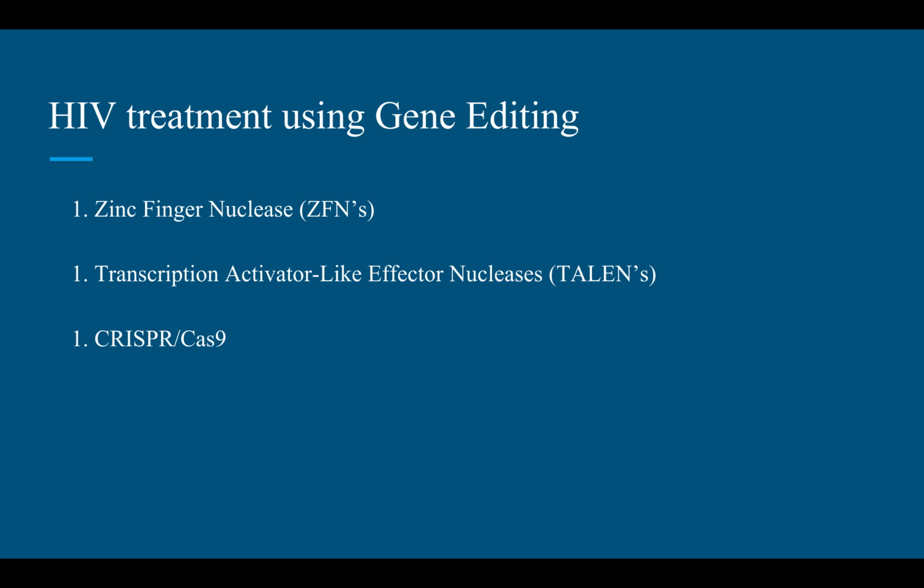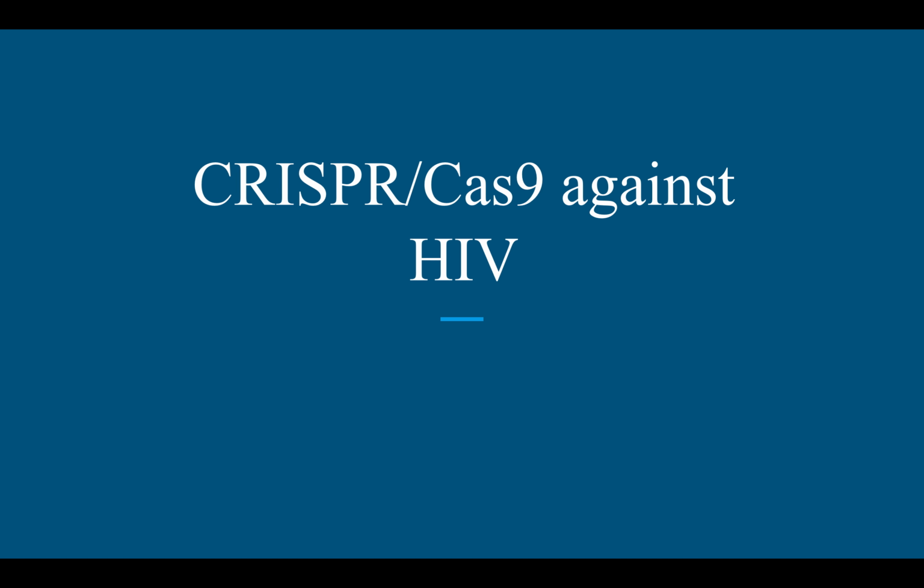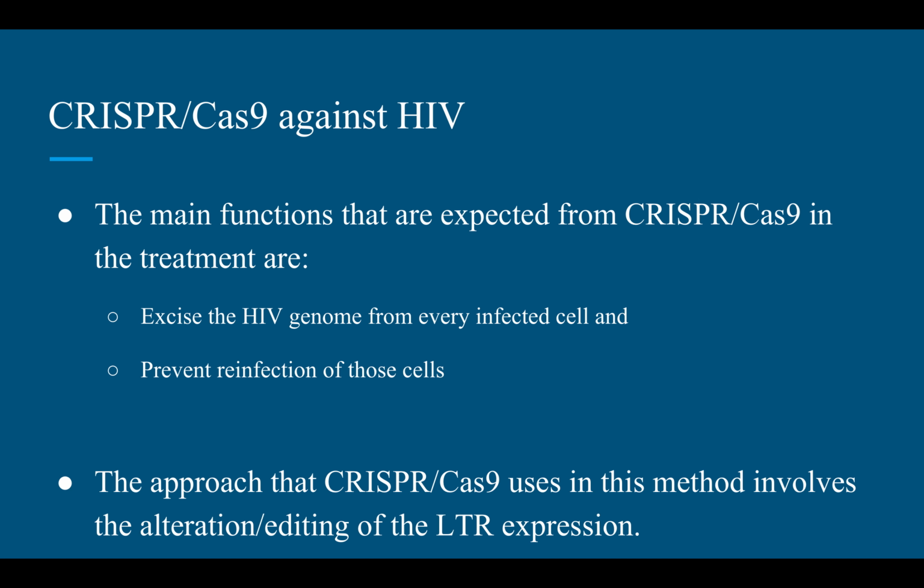Researchers believe that using CRISPR-Cas9 could improve efficiency and reduce the probability of off-target effects. Then came CRISPR. Now, using CRISPR-Cas9 against HIV, the main functions expected from CRISPR-Cas9 in the treatment are excising the HIV genome from every infected cell and preventing the reinfection of those cells.